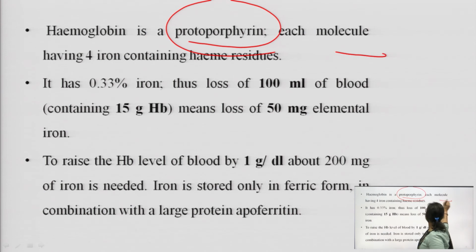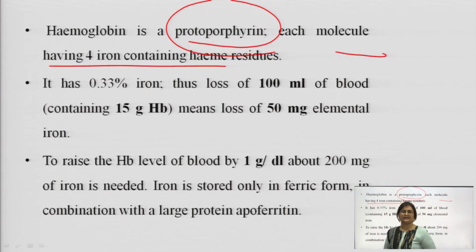Each molecule of hemoglobin has 4 iron containing residues known as heme, which is bound to a protein called globin. Hemoglobin has 0.33% iron.